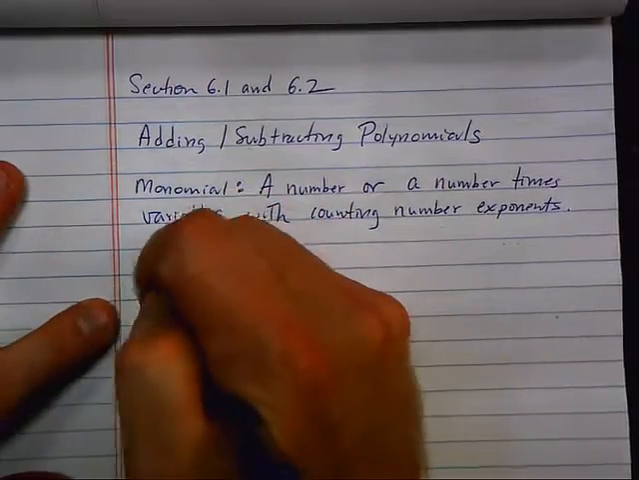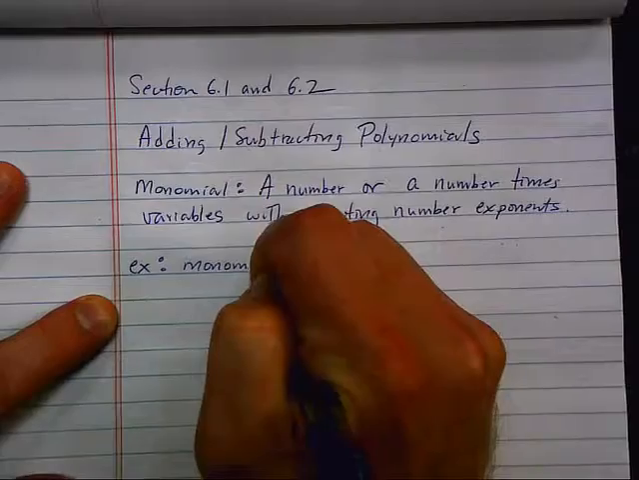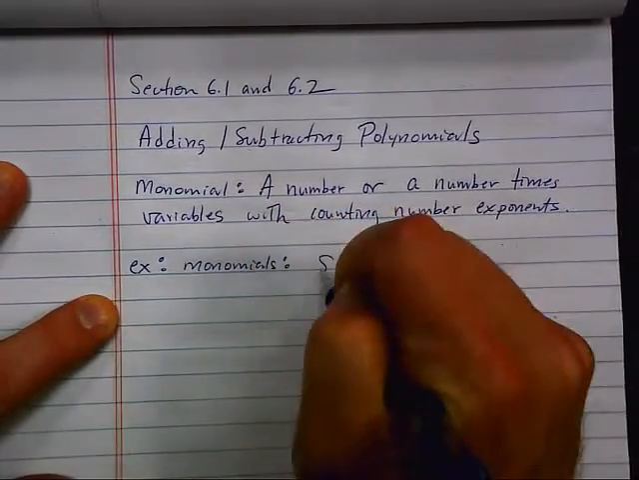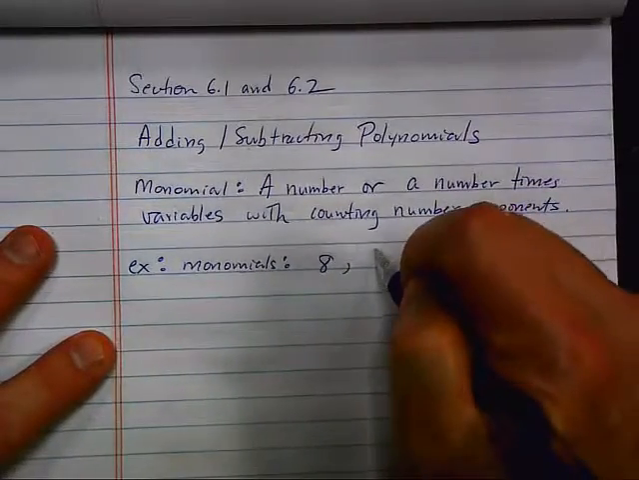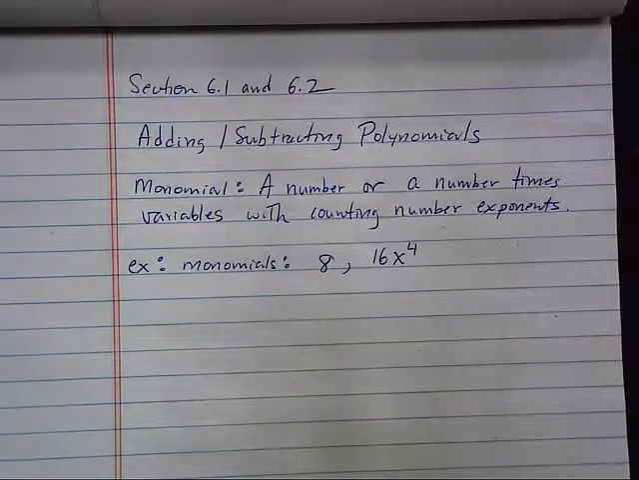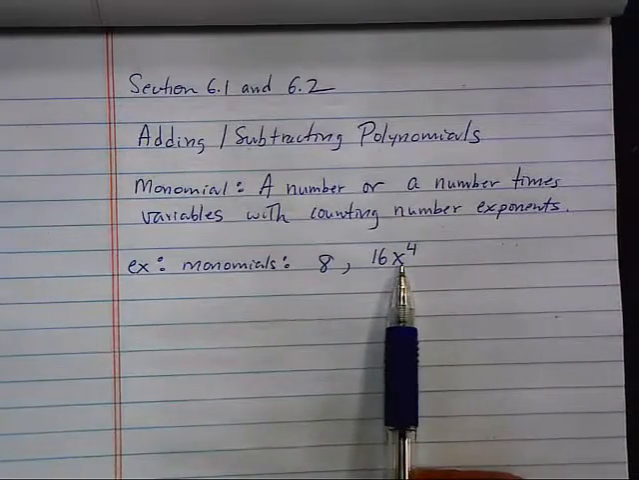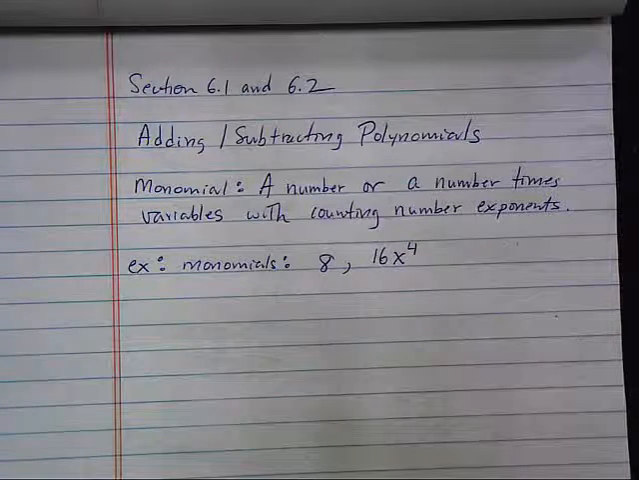All right, so some examples. Here are some things that are monomials. 8. A monomial can be just a number. That would be a monomial. 8. 16x to the fourth. That has a number times x to a power, and the power is a counting number. 4 is a counting number, so that's a monomial.